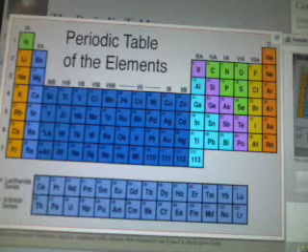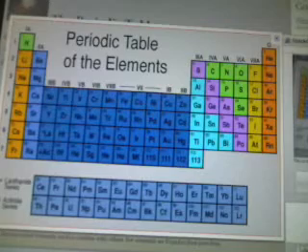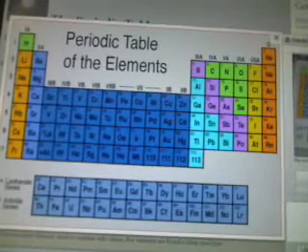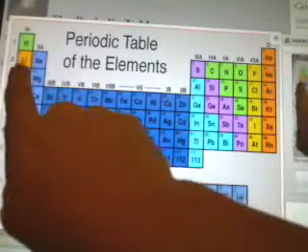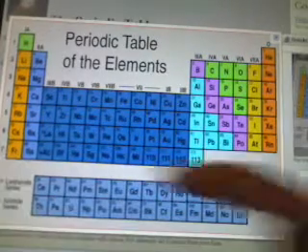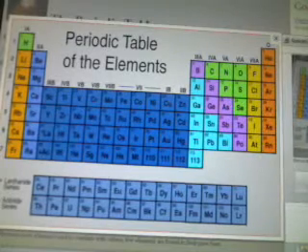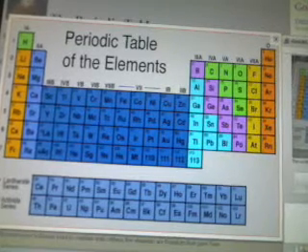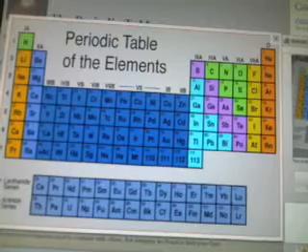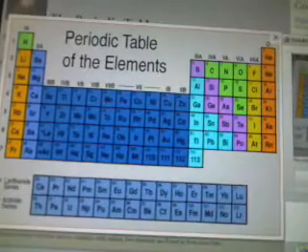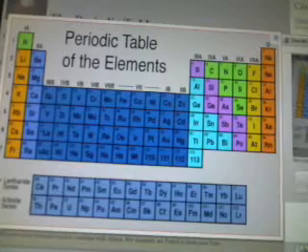Okay, so I'm going to go in order from how she went over the review in class today. This column at the top with the green going down is the alkali metals. They're the most reactive metals. Cs and Fr down here are the two most reactive.